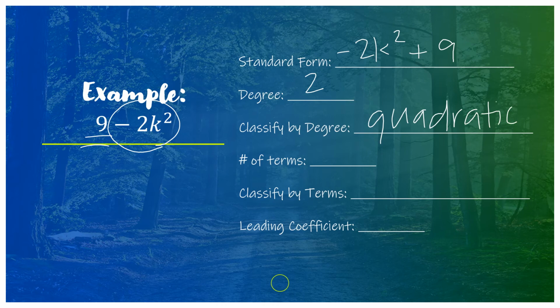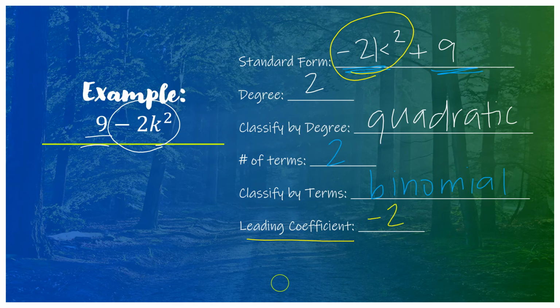All right, number of terms. So we have 1 term, 2 terms. And so classification would be binomial. And then leading coefficient is the coefficient that is in the front. So since this is my first term, the leading coefficient is negative 2.